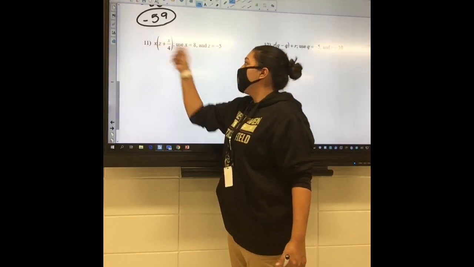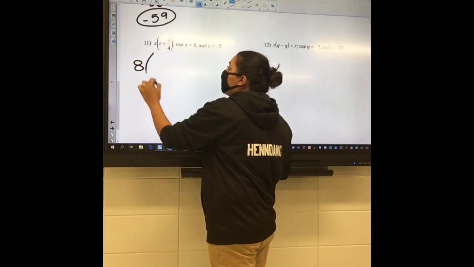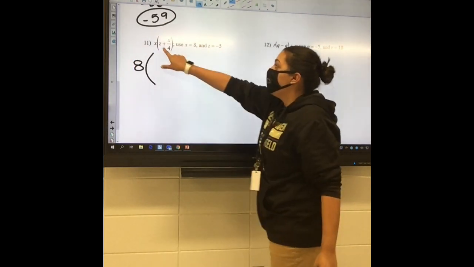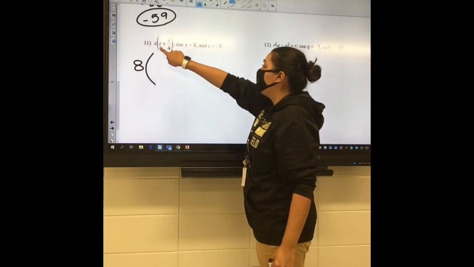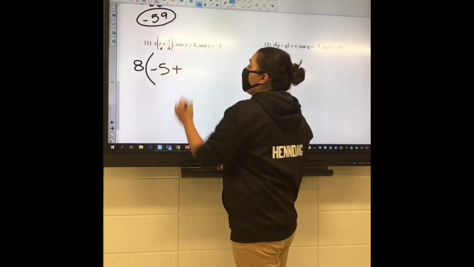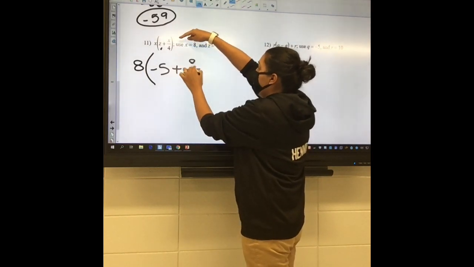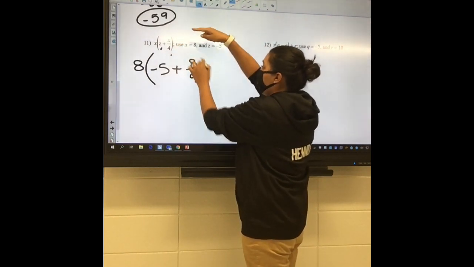So we have an x. What does x equal? 8. So an 8's got to go on the outside, and we got a big parentheses. Now it says z. What does our z equal? -5. So we're going to write a -5 there. Plus, and we have 8 over 4. So x is going to be 8, and then we have a 4.